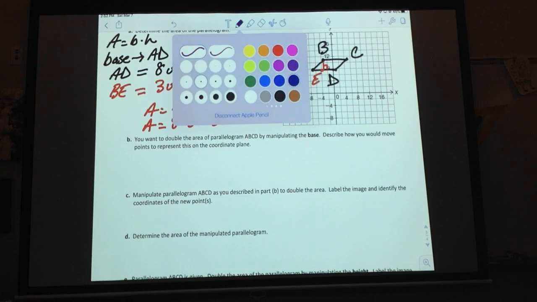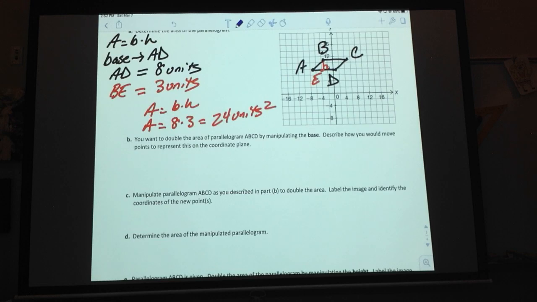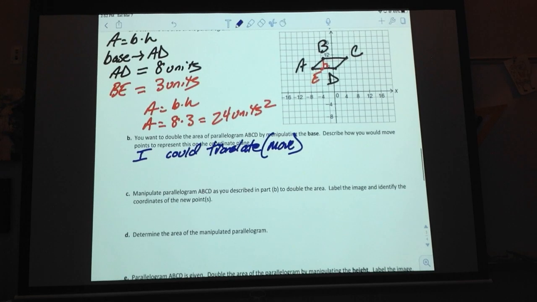Well, I could translate, which is basically move, right? Move vertex C and D. Now I can move that. Well, my base is 8 already, right? AD was 8, so I would need to move it. I need to translate it 8 units, right?